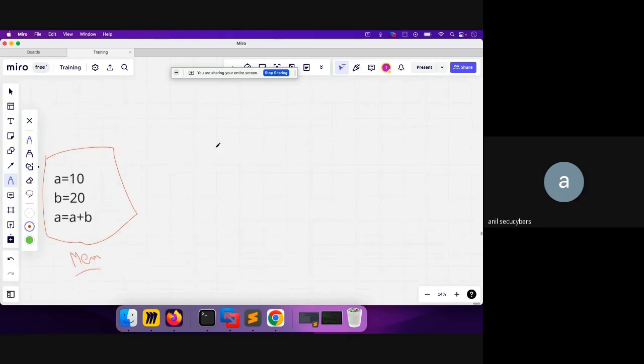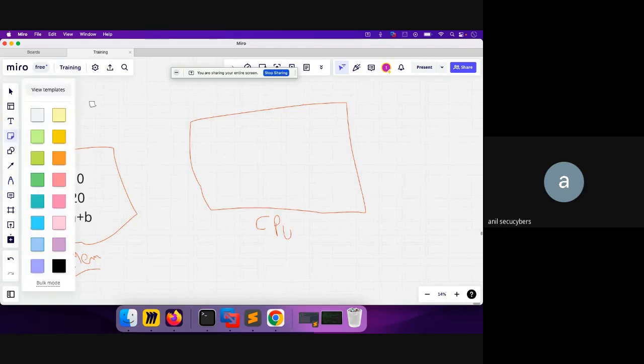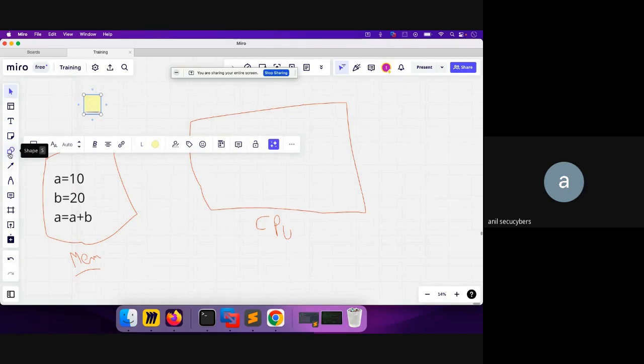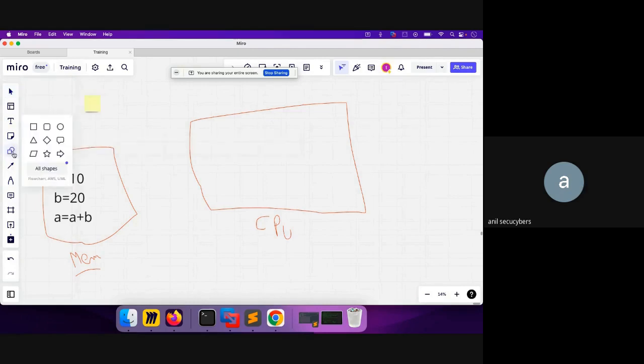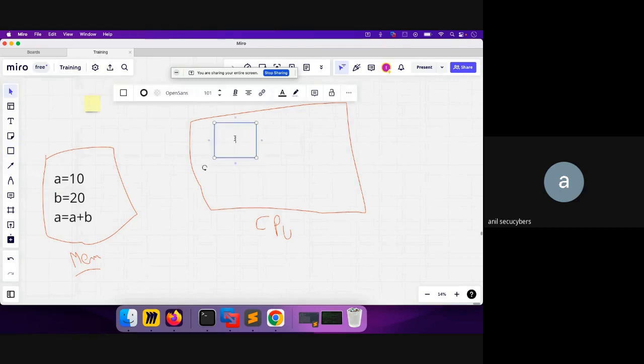Let's say this is the memory, and this is the CPU. In that CPU, as I told you, there are a few different kinds of units. Let me quickly draw it down. The first one is the control unit.